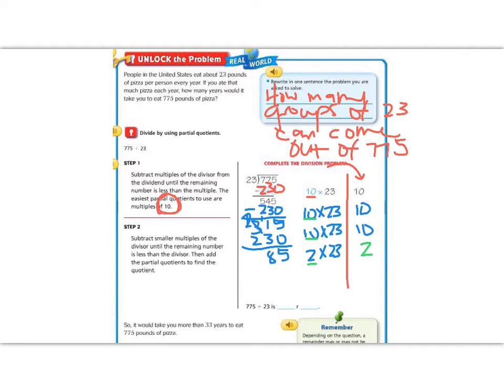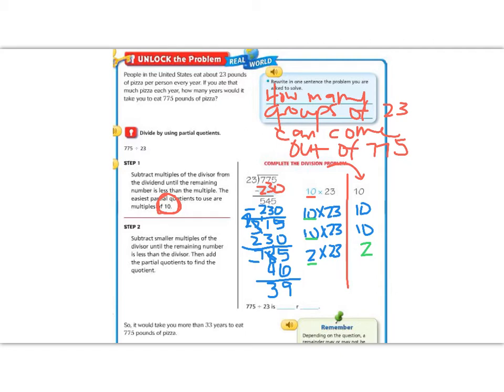So 2 times 23, I'm going to switch back to my color, is 46. And we subtract. 5 minus 6 we can't do, so we have to borrow. 15 minus 6 is 9, and 7 minus 4 is 3, so now we're down to 39. 39 is small enough that I can't take out 46, so I can only take out one group of 23.